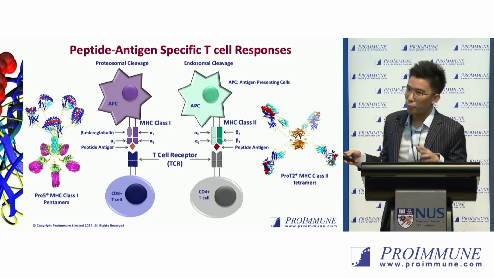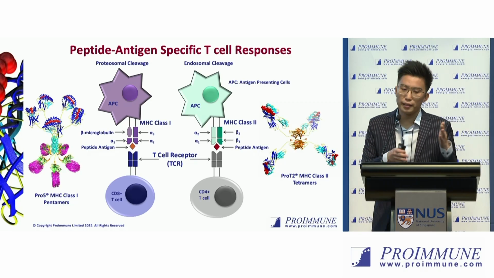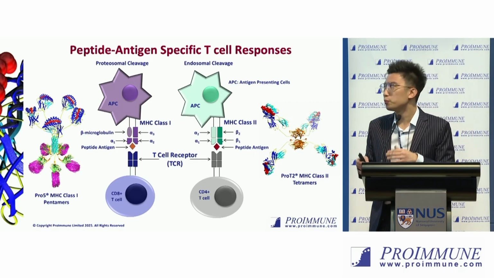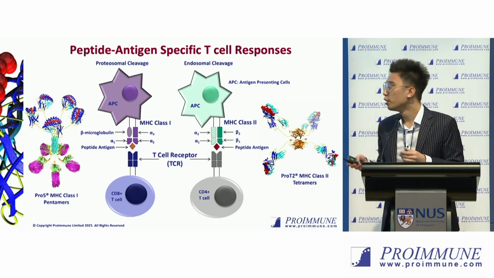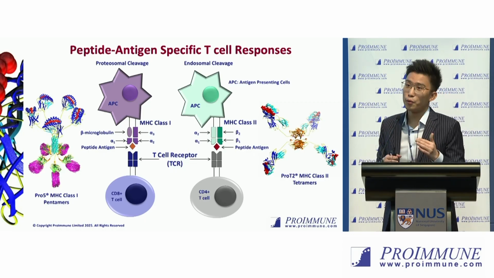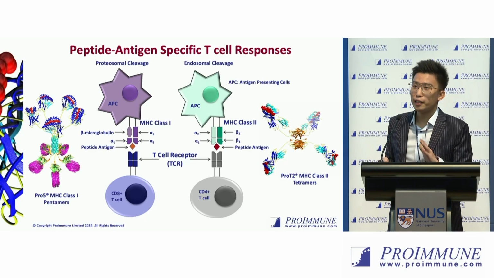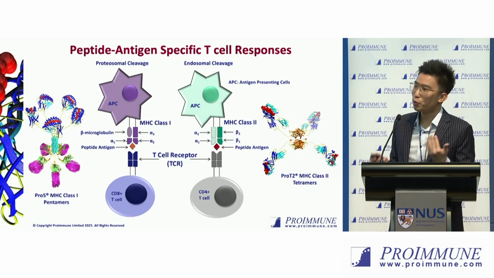For both our pentamers and tetramers, we offer a wide range of alleles, because you need to know the MHC allele and the epitope to be able to construct these multimers. And if the epitope of interest is not already in our extensive catalog, you'll be happy to know that we offer customization at no additional cost. So if you have a novel T-cell epitope, feel free to reach out to us.